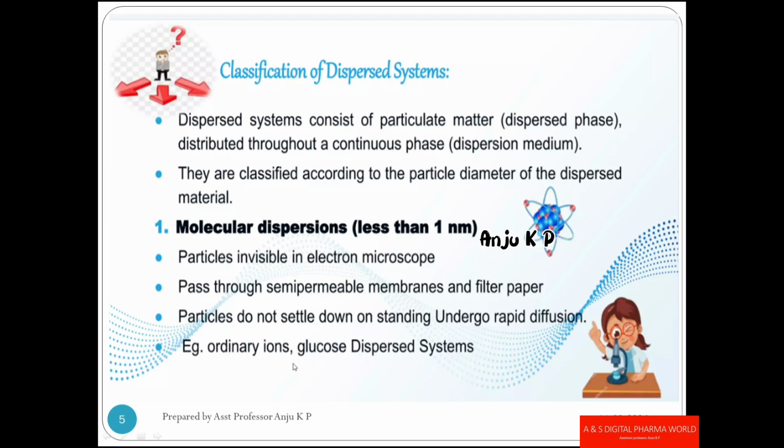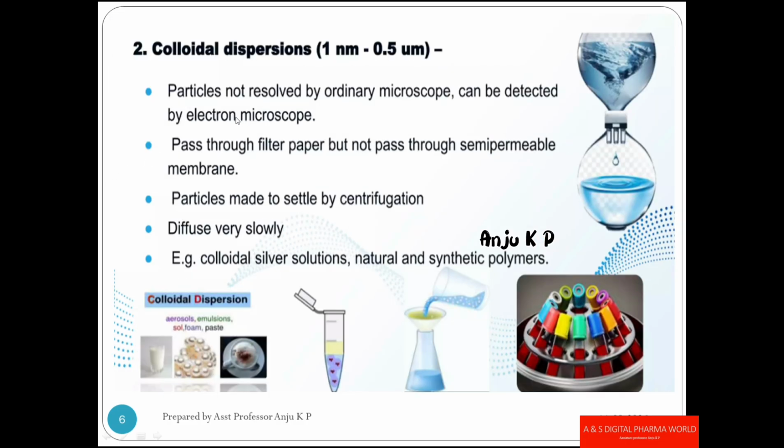Next come the colloidal dispersions. Here the size of 1 nanometer to 0.5 micrometer we can consider as colloidal dispersions. The particles are not resolved by an ordinary microscope but can be detected by an electron microscope. They pass through filter paper, but do not pass through the semi-permeable membrane. Particles can be made to settle by centrifugation, and they diffuse very slowly. Examples are colloidal silver solutions, and natural and synthetic polymers.